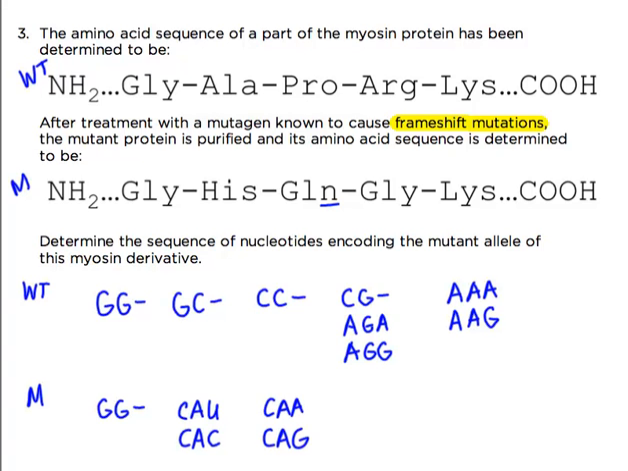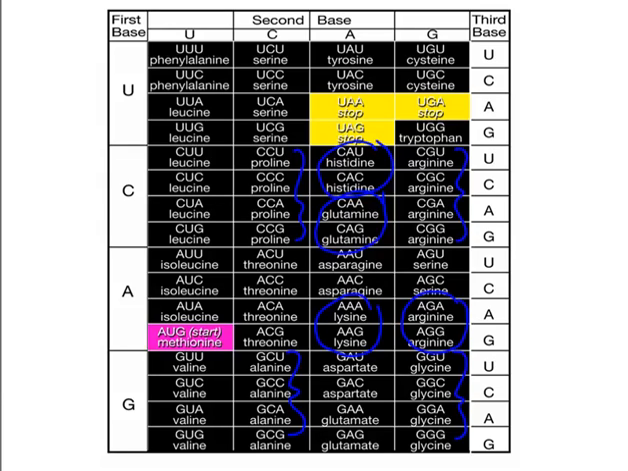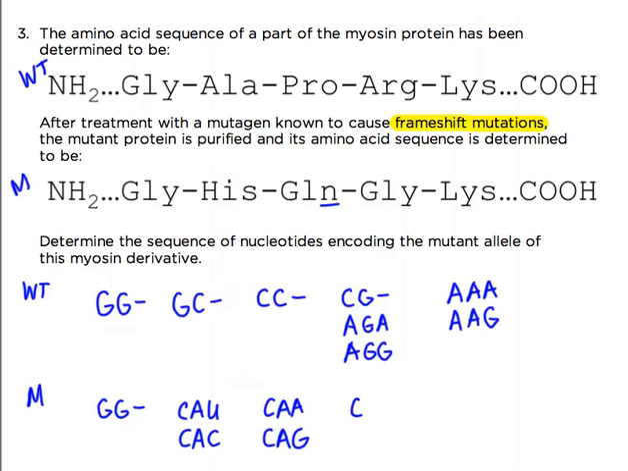Okay, now the next one is glycine. So again, that's down here. It's GG dash. And then lysine is the same as above, so we're going to write AAA or AAG. Okay, now we're going to compare these. If you look, the first amino acid in both the wild type and the mutant sequence are the same, right? They're both glycine. So we're just going to ignore these for now.